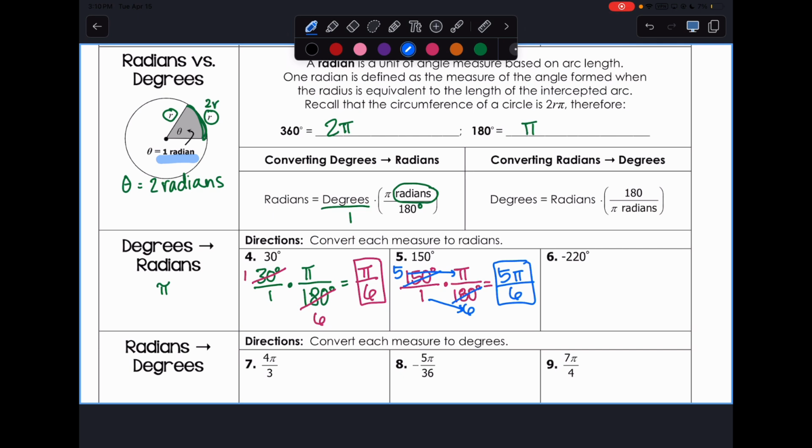Okie dokie. All right. Negative isn't that much different. You just use the negative 220 degrees over 1. Make sure you keep the negative around. What should go in the denominator? 180 degrees. And then what goes in the numerator? Pi. And we've got to figure out what goes into both. I'm dropping the zeros to see 22 and 18. What will go into both 22 and 18? Really? We're going to guess on that?